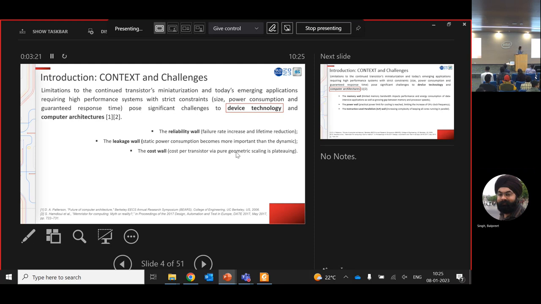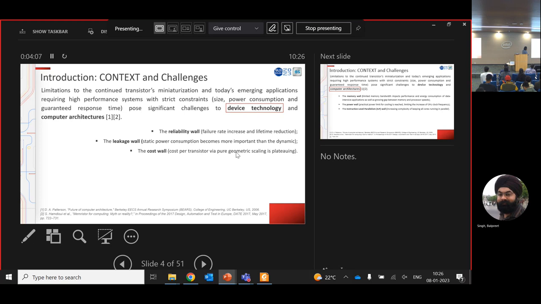Basically, I think that you all already saw at some point this bathtub curve, which is the relation between the probability of failures during the beginning of the lifetime of the circuit, which is really high. Then you perform manufacturing testing and burn-in, and then you put the circuit in a constant failure rate, and then during lifetime you are going to see the failure rate increase again. So this is a really big issue when you think about transistor miniaturization. Then you have this leakage wall that's related to power consumption. The static power became really important and relevant when you think about the total power consumption of the circuit. And the cost wall, of course, that's always a big issue.